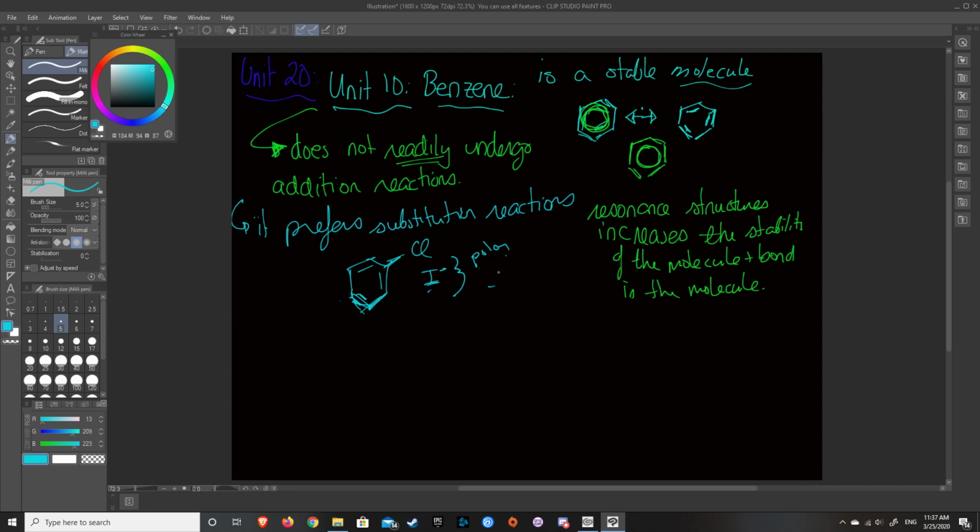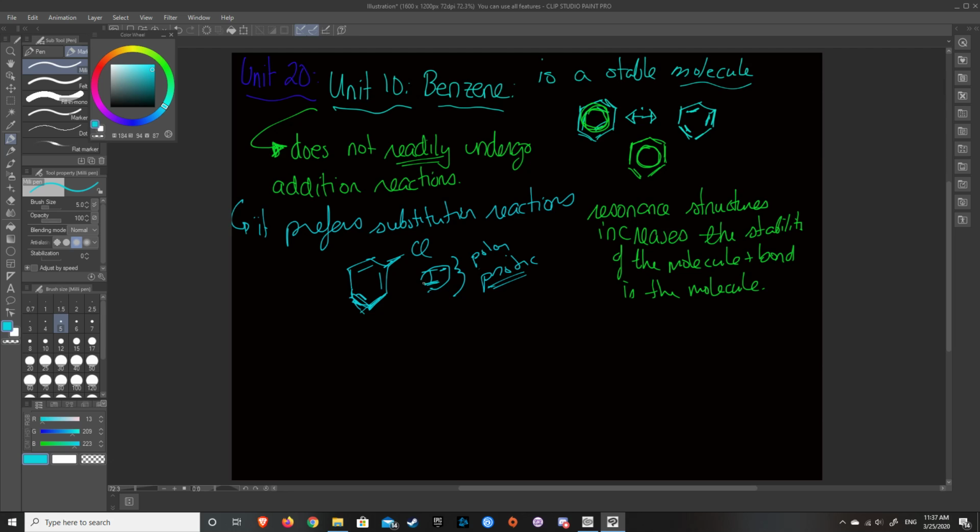Sorry, a polar protic solvent. So in a polar protic solvent, iodine is a better nucleophile than fluorine. This is more than you guys need to know, but this is just for the example. If we had a polar aprotic solvent, fluorine would be a better nucleophile. I just wanted to define that because I didn't want to lie to you about anything.